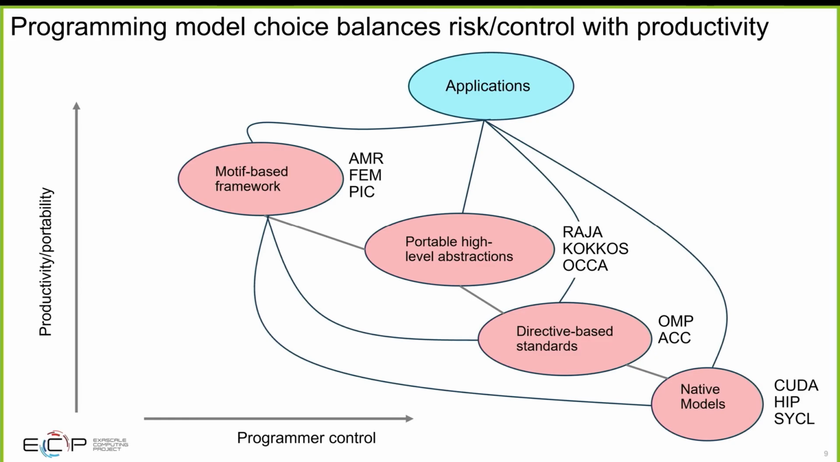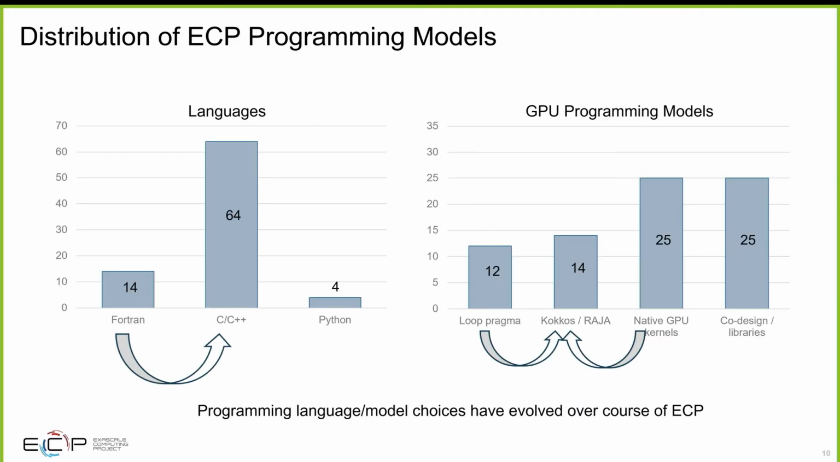And then all the way in the upper left are what we think of as motif-based. They're not really libraries exactly because they're built a little bit more custom with the application, but it might be an adaptive mesh refinement library, or it might be a finite element library. Things that really insulate you from all those details and that come to the application level. Then there's just a lot of options in between. So here's how things break down in ECP.